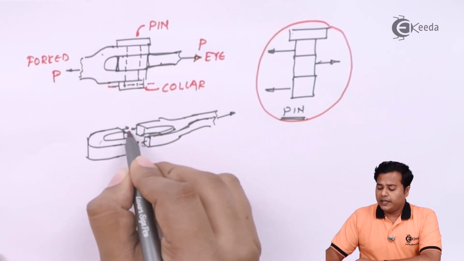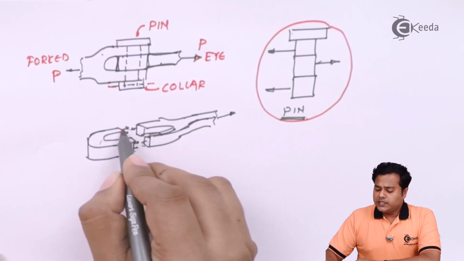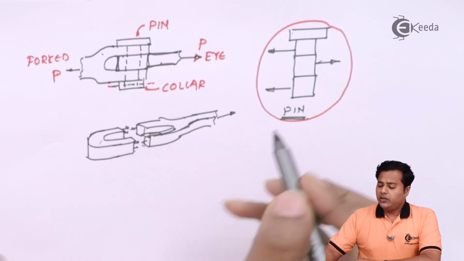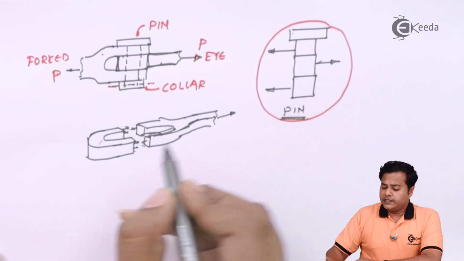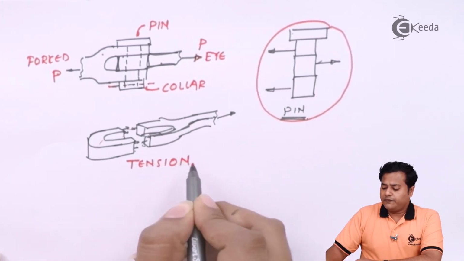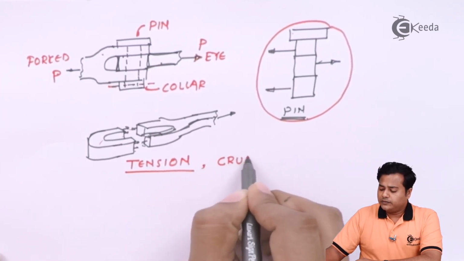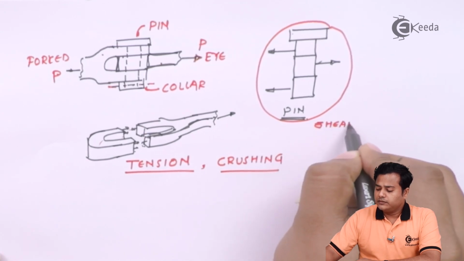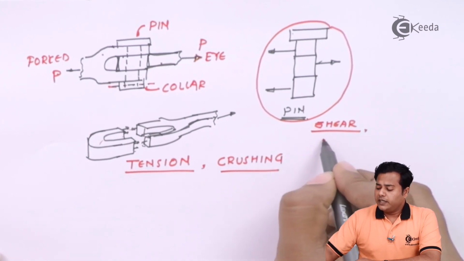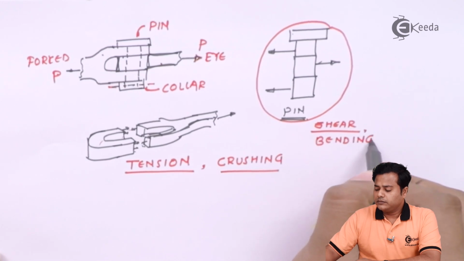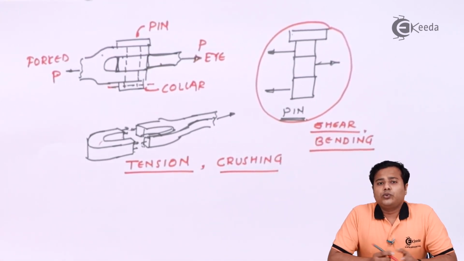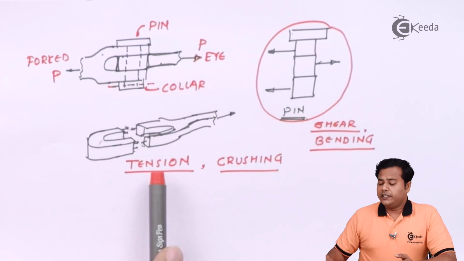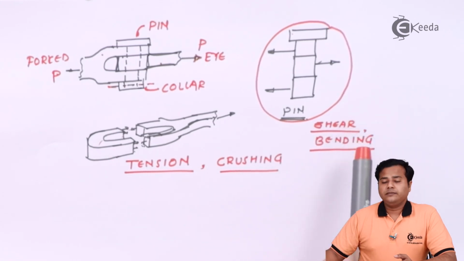If they experience some failure, the failure will be like this, and it will be due to tensile loading. This end of the eye, which is kept apart from the diameter of its inside hole, may face failure in tension, or the pin will experience the failure. The only difference is this may experience the failure in tension or in crushing. But the pin may experience it due to shear, or the pin will experience it in bending. That is how, through the working of the component, we can identify its failure modes. So when we design this particular joint, we are going to design it considering tensile strength, crushing strength, shear strength, as well as bending strength.